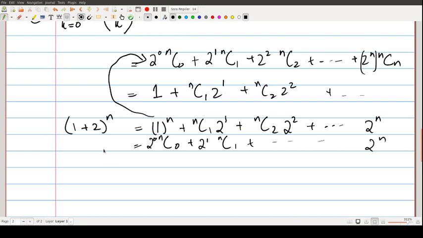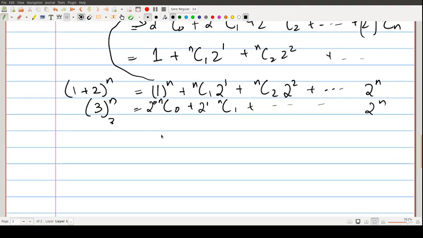And so the left hand side gives you the answer. The left hand side simply is 3 to the power n. So the sum over here, the summation of 2 to the power k times n choose k, k going from 0 to n, is simply 3 to the power n. Make sense?